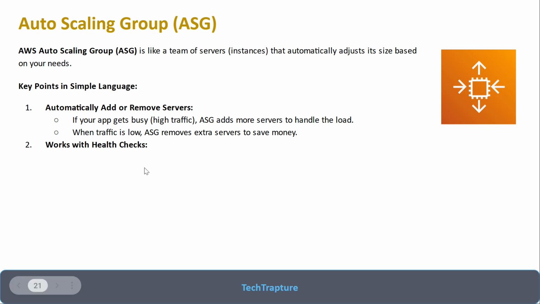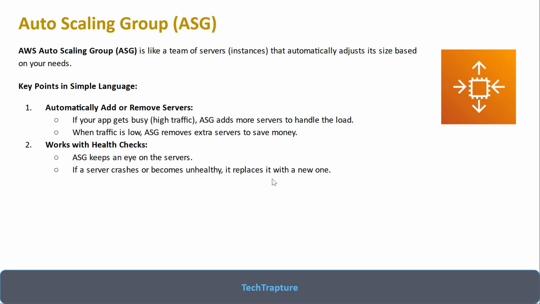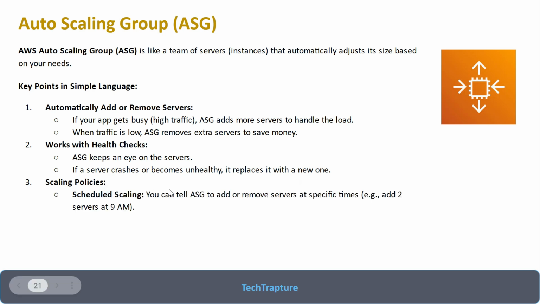So it will check the health of your application as well on a specific port. Even though my EC2 instance is healthy, if my application is not running, it will just keep an eye on your server and your application. So if the server crashes or becomes unhealthy, it replaces it with a new one. Okay, and you can have scaling policies, you can have scheduled scaling.